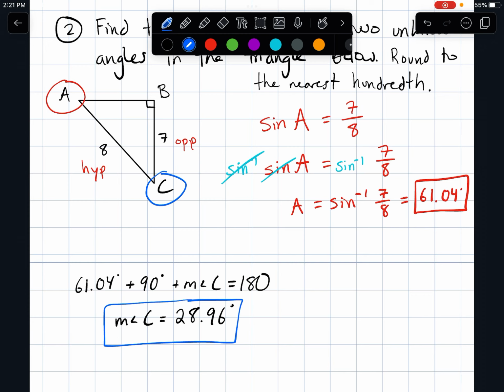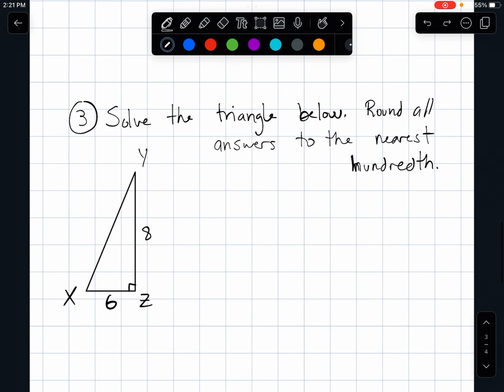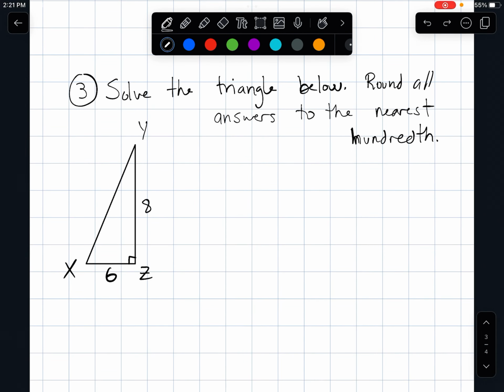Okay, now again, it doesn't matter which angle I started with. I could have started with angle A and found angle A, and then add them up to 180 to find C, or I could have done it the other way. I could have tried to find C first, and then once I find C, I can, of course, just quickly evaluate A. All right, but that's going to be how you use that inverse trig function to find those missing angles. Last problem here, we're going to solve the triangle below. Now, when it says to solve the triangle, solving the triangle just means to find all the missing sides and all the missing angles.